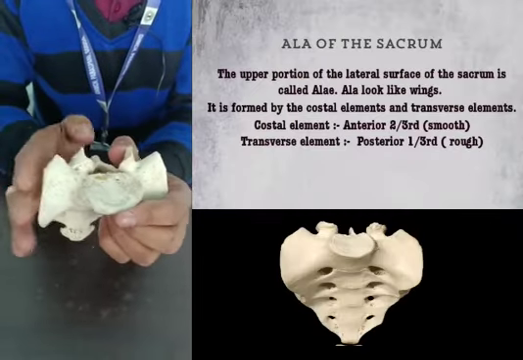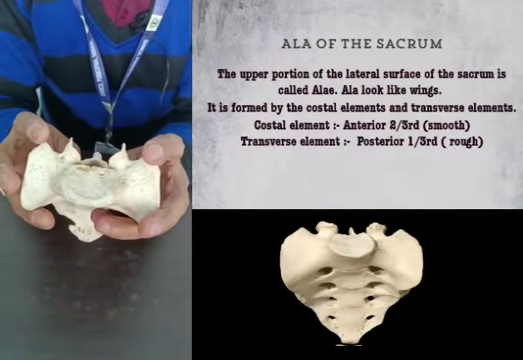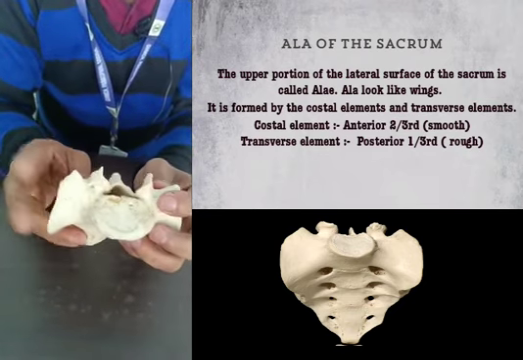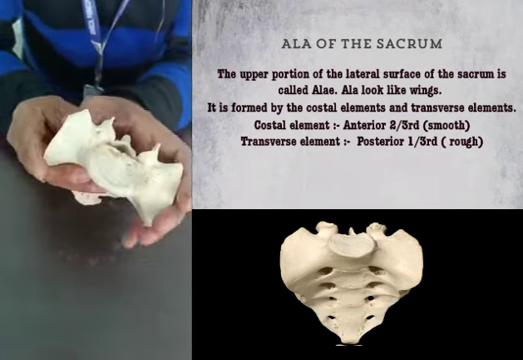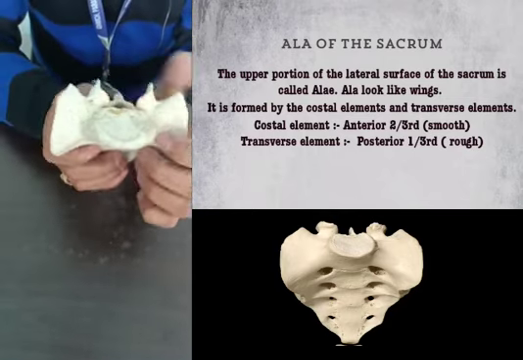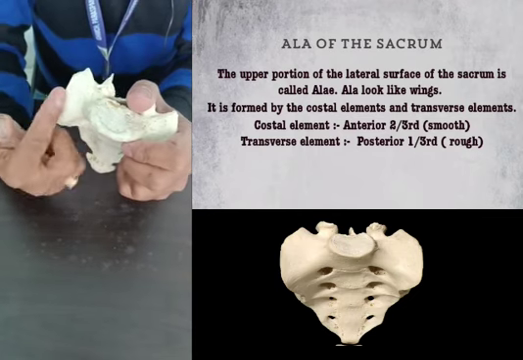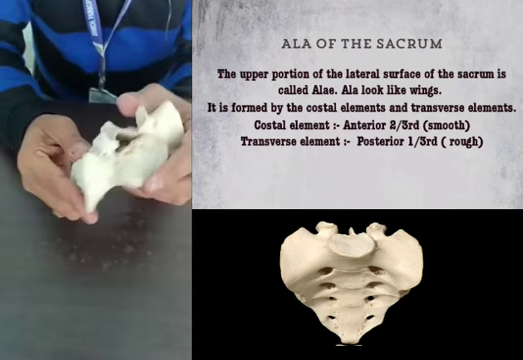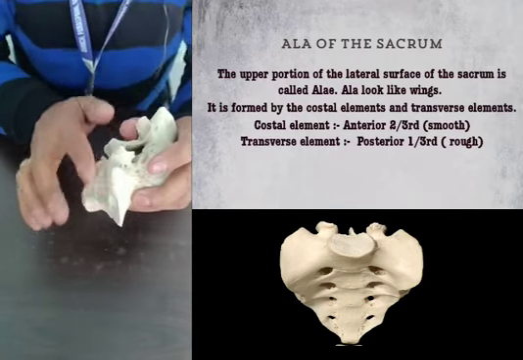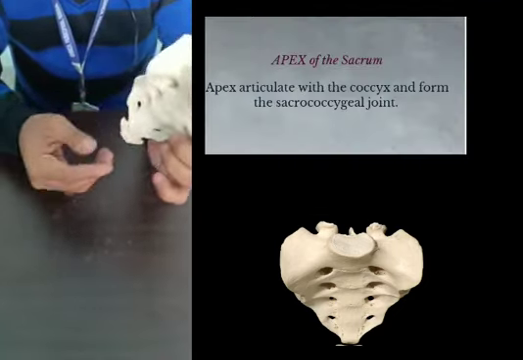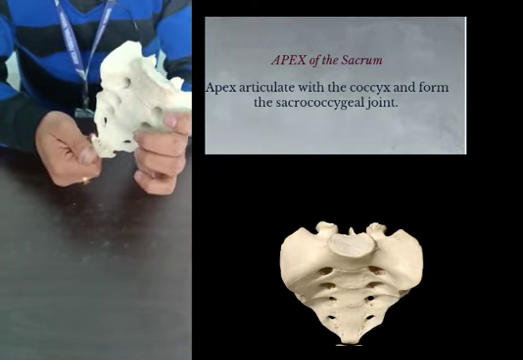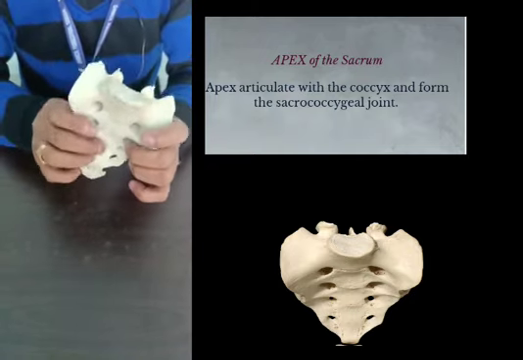And this is the ala of the sacrum. It looks like a wing of the sacrum, and it is formed by the fusion of the costal element and the transverse element. The costal element is the anterior smooth surface, and the posterior rough portion is called the transverse element. The apex articulates with the coccyx to form the sacrococcygeal joint, which is a secondary cartilaginous joint.